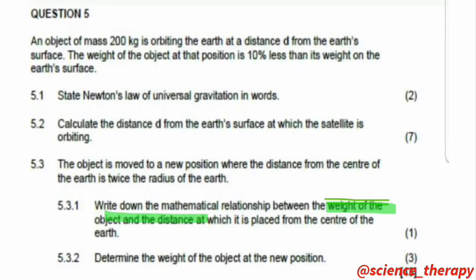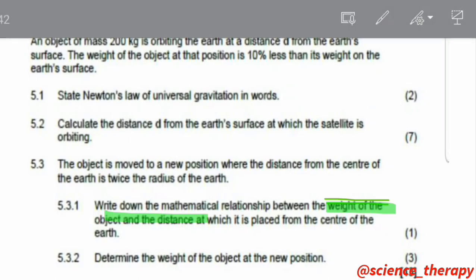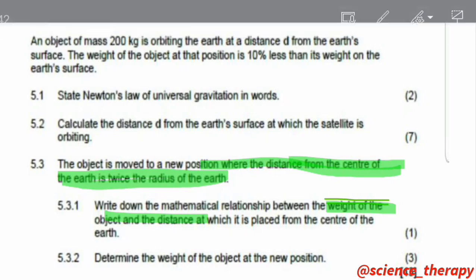5.3.2 says determine the weight of the object at the new position. At the new position. So now let's check. We've been told here that the object is moved to a new position where the distance from the center of the earth is twice the radius of the earth.